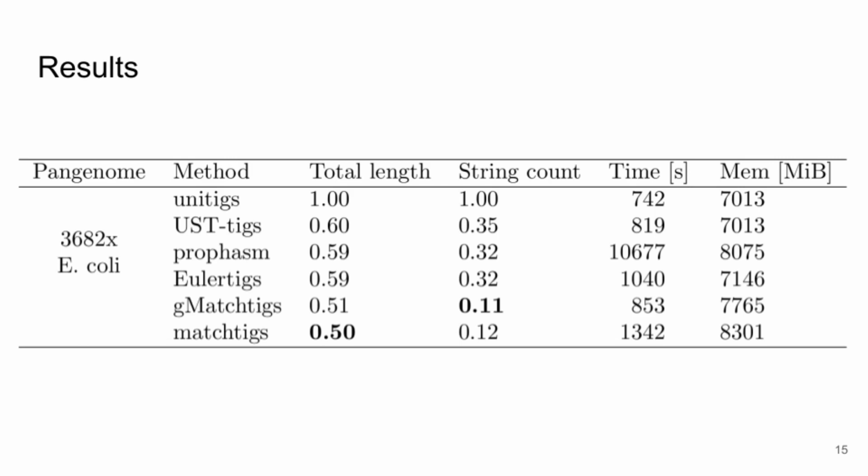The time and memory of all the tools were similar, except that ProfASM used a lot more time than the other tools. This is due to the implementation of ProfASM not being very optimized compared to the other methods, which use BCALM2 as a pre-processing step, which is highly optimized. The algorithm in ProfASM should be implementable in principle to run in similar time compared to the other tools.